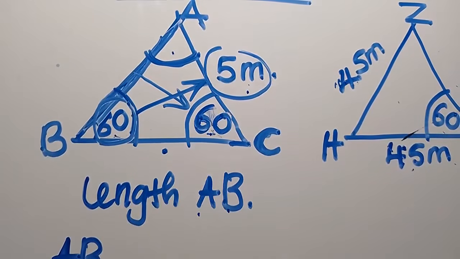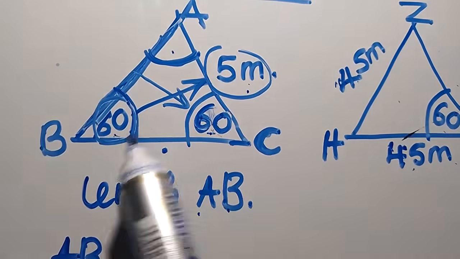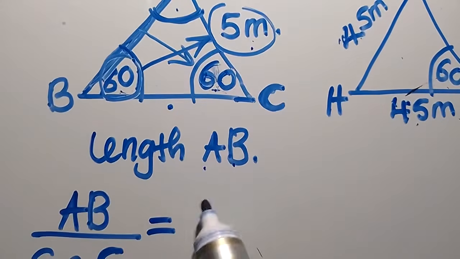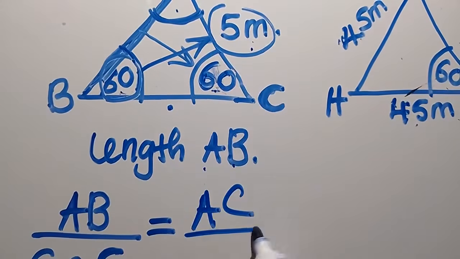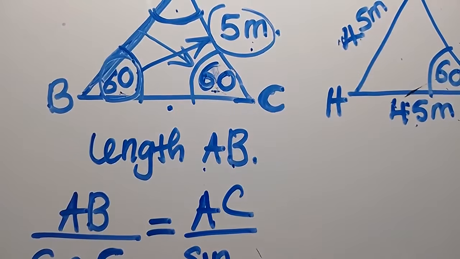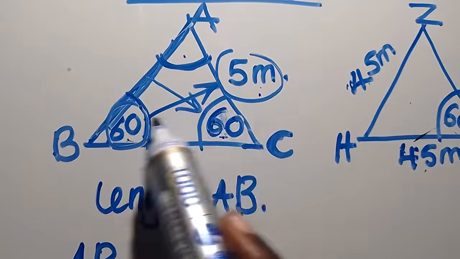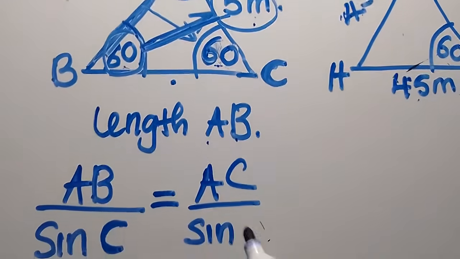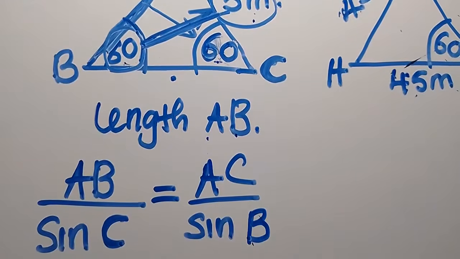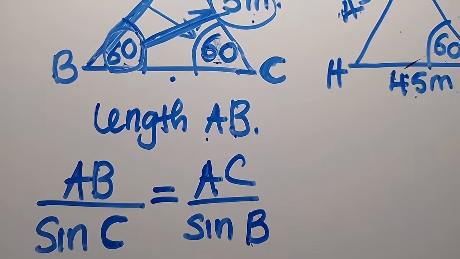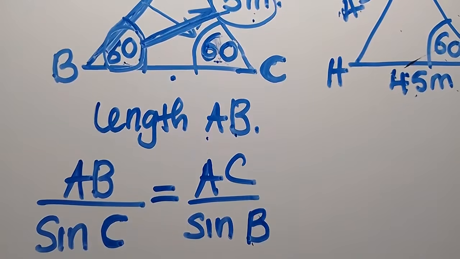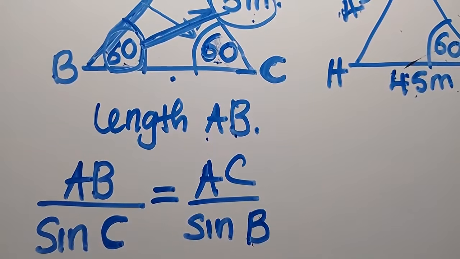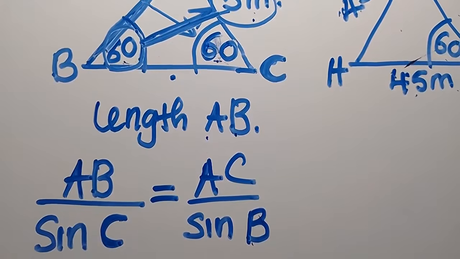So it is of no use. So you go with this one, AC. AC is having its own side. AC over sine. Sine what? Opposite. This is opposite to that. Have you seen opposite? So sine B. This is what you're going to do. So you've generated the formula. This is the formula that we get to use. This is the formula that you are going to be using.